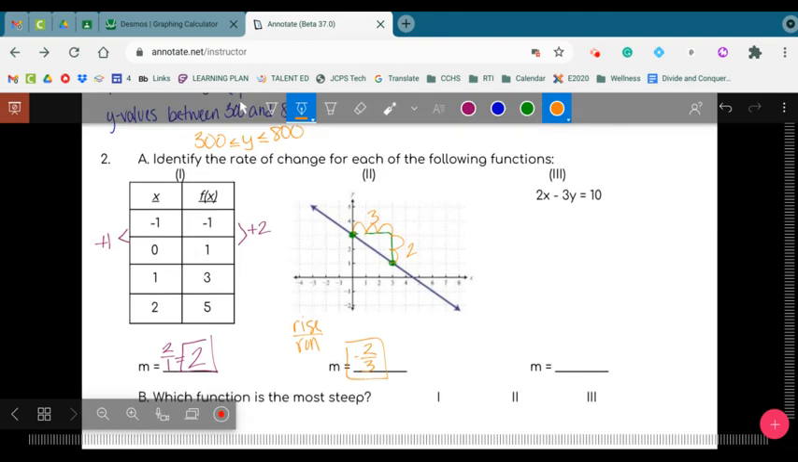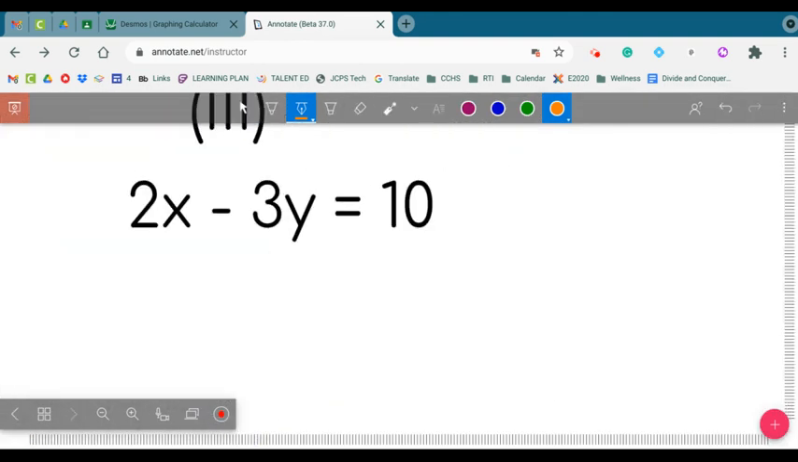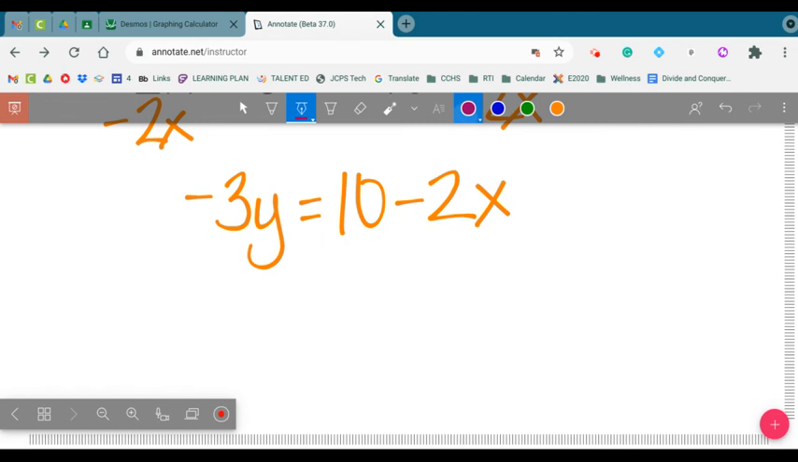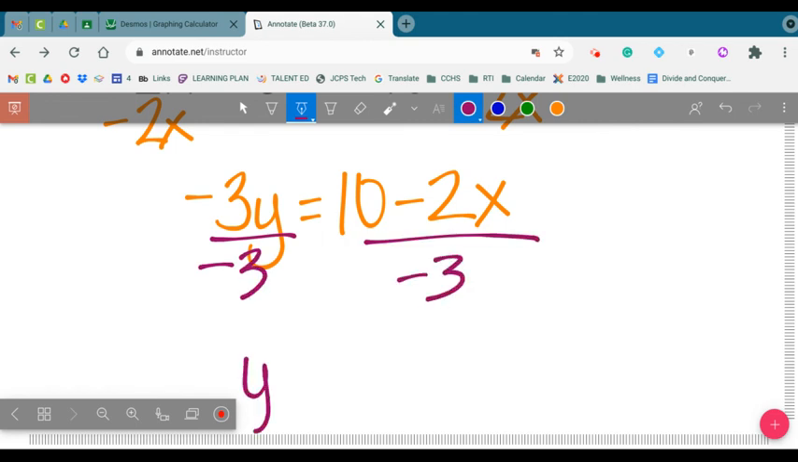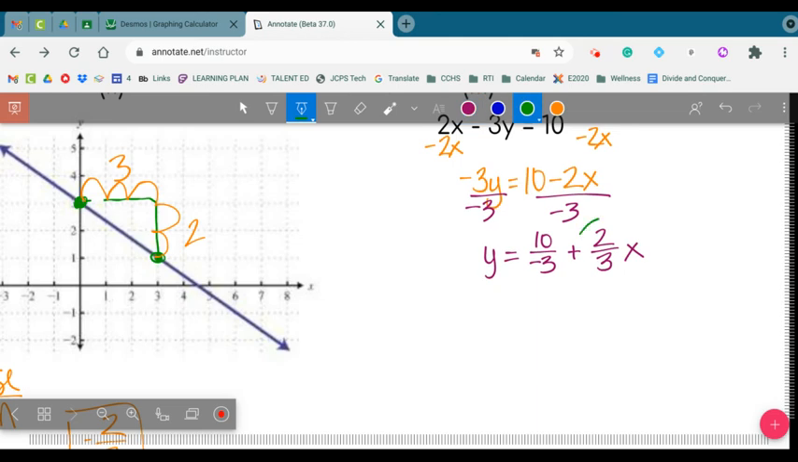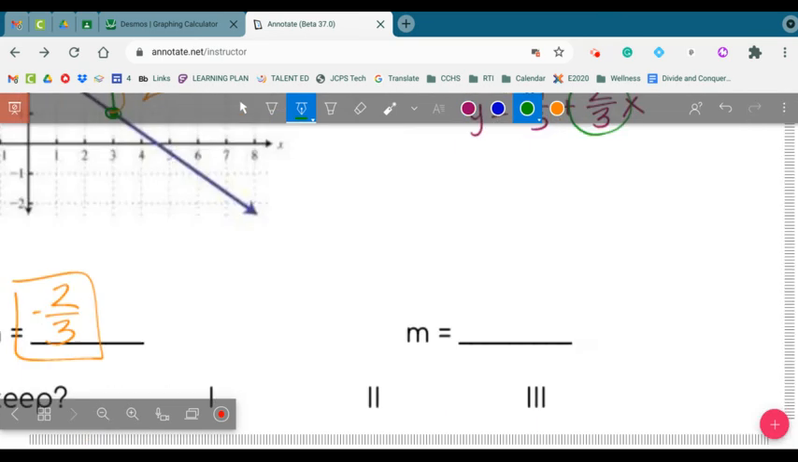And then last one, it's in standard form, so we have to get it into slope-intercept. So we're going to subtract 2x. And negative 3y equals 10 minus 2x. Remember, you can't combine those. Then we divide by negative 3. This one gets kind of sloppy. So 10 cannot divide by negative 3, so we're just going to leave it like that. And then negative 2 divided by negative 3 is going to give you a positive 2/3 x. So our slope is the 2/3 because it's the number next to x.